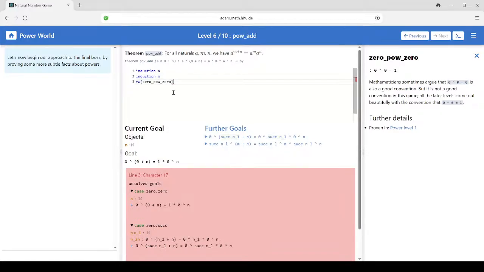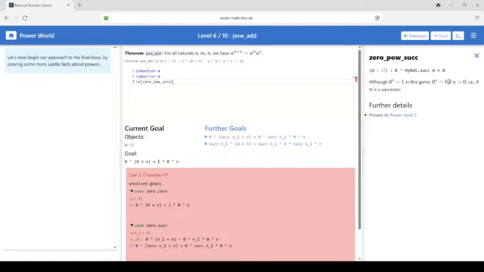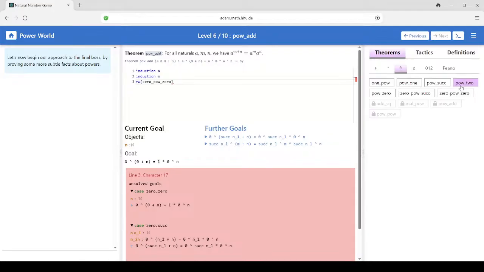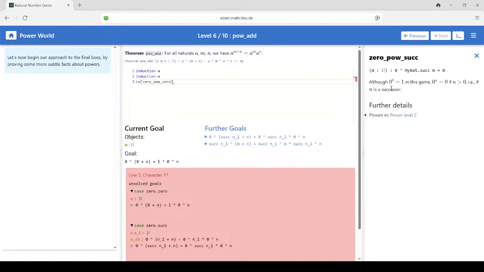Okay, this does do that. It makes 0 to the power of 0 equal 1. Okay, so this one states that 0 to the power of 0 equals 1, and this one states that 0 to the power of anything else equals 0. Okay.